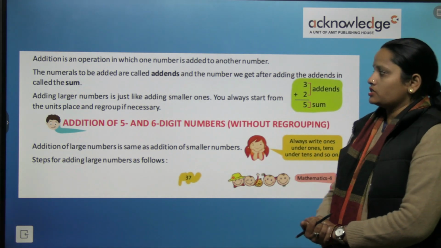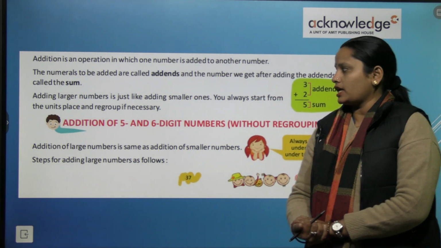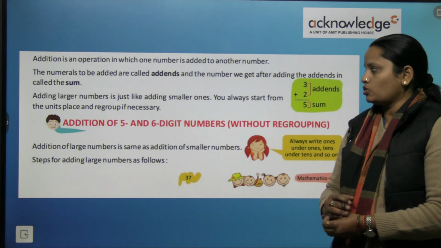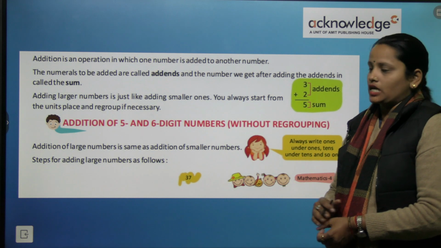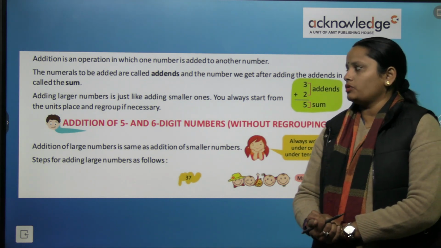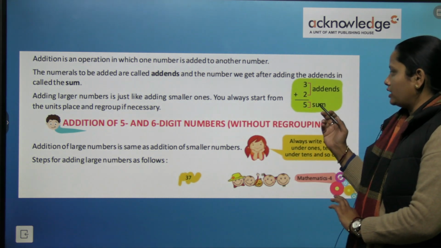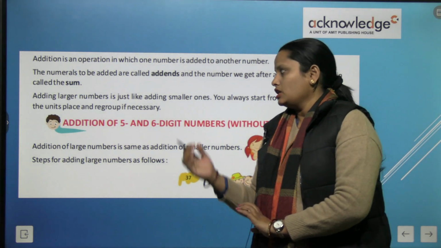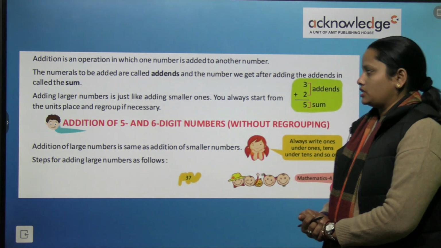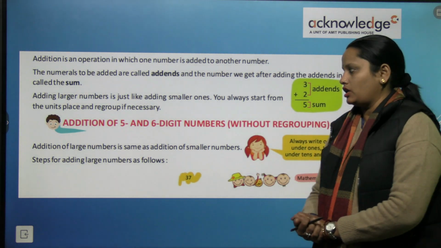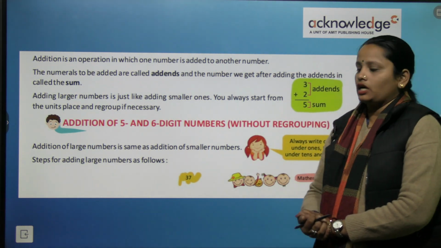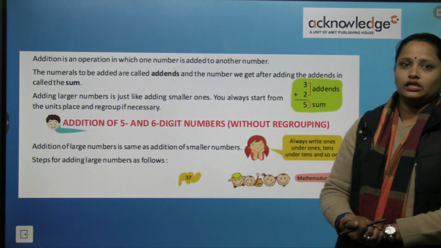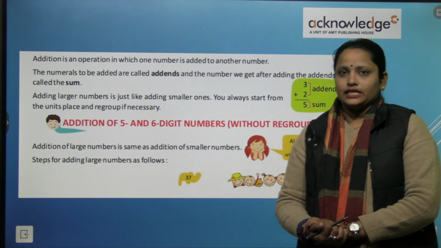After adding, larger number is just like adding smaller ones. So बड़े नंबर को ऐड करना छोटे नंबर को ऐड करने जैसा ही है. You always start from the unit place. हमेशा हमें जब भी हम ऐड करें हमेशा unit place से या ones place से ऐड करना चाहिए. And regroup if necessary. और जरूरी हो तो regroup करना चाहिए. Now let's learn the addition of 5 and 6 digit numbers without regrouping. बिना regrouping के let's learn it.